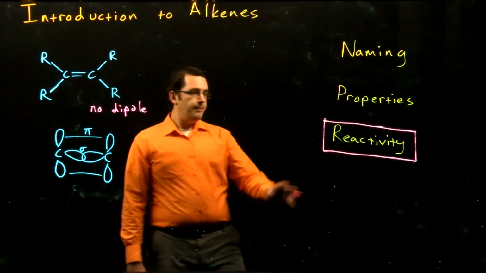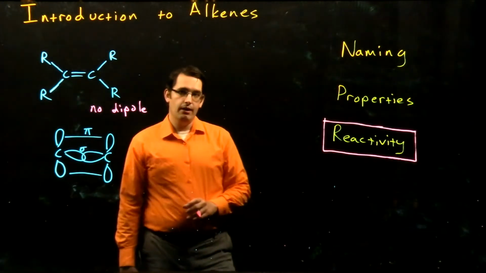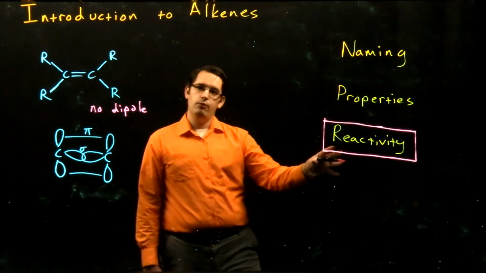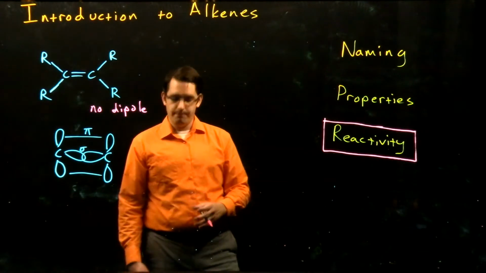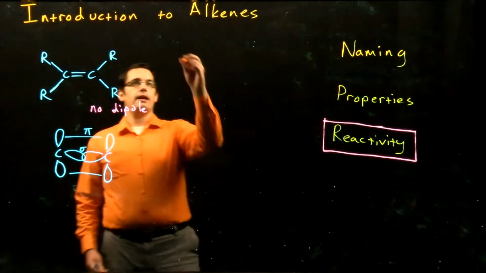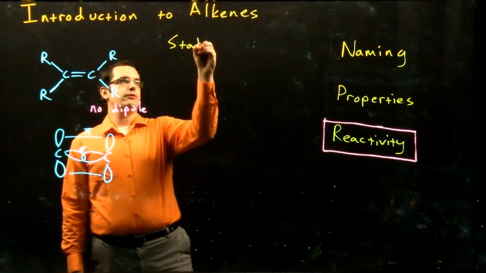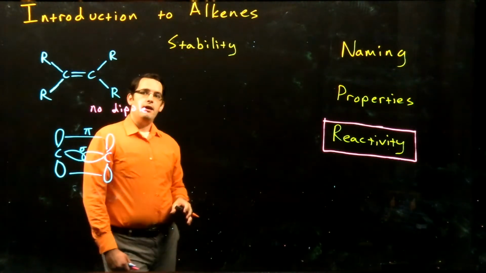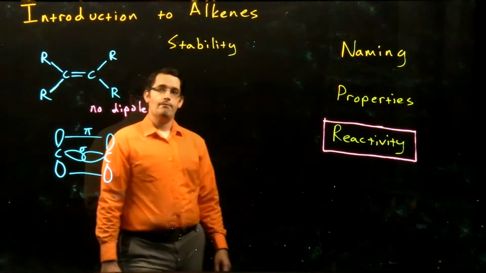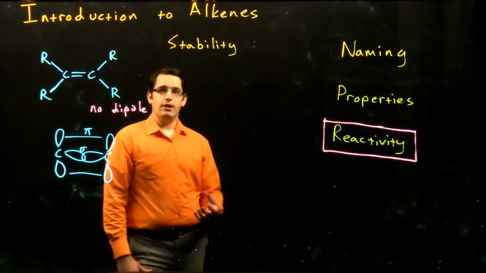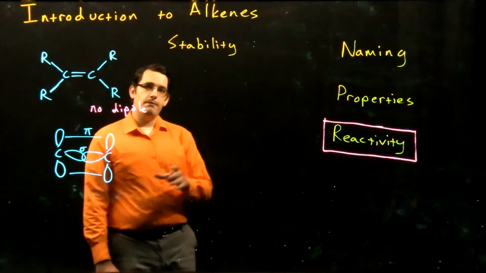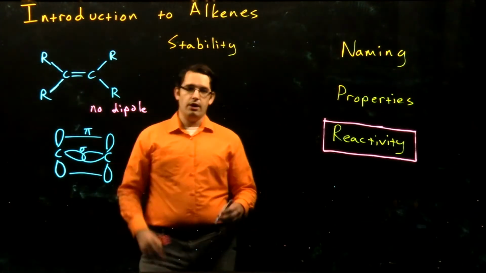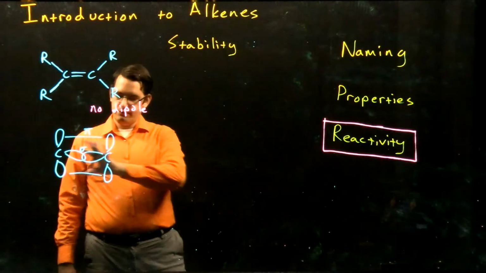Now, we'll end by looking at the reactivity of our alkenes. Now, of course, as we've seen, reactivity relates very closely with stability. So first, let's take a look at what factors influence the stability of our alkenes. When we consider the stability of our alkenes, we encounter some similar factors to what we saw for carbocations.